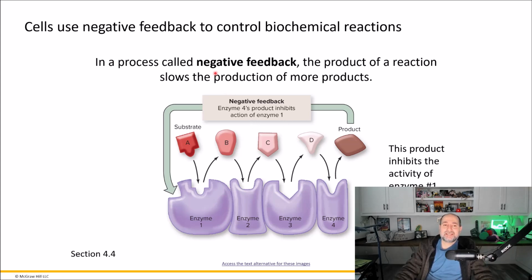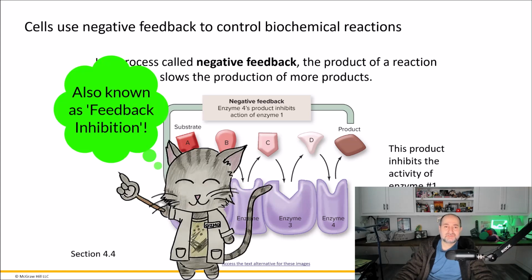You should know what negative feedback is. It's when the product of a reaction slows the production of more products. So you see in this metabolic pathway, A is converted to B by enzyme 1, B is converted to C by enzyme 2, and so on and so forth. Well, this final product feeds back to inhibit enzyme 1. You see, so that would be an example of negative feedback, or feedback inhibition, it's called. You should know both of those terms, negative feedback and feedback inhibition.